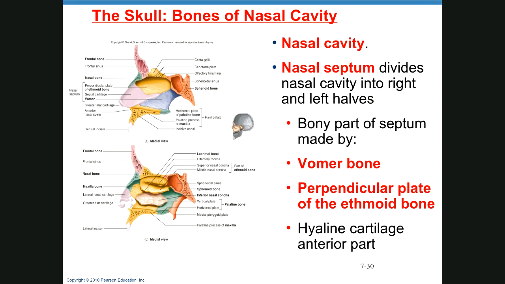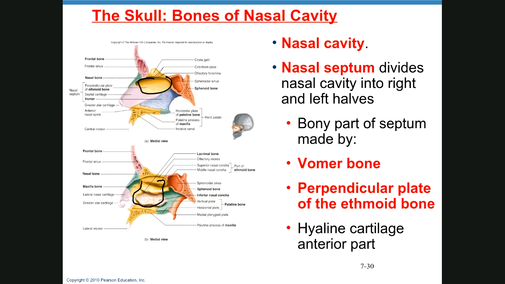The other bones that you need to know are the ones that make up the nasal cavity, and those are a little bit more difficult to picture. So right here, we're going to have the ethmoid bone. This is part of the ethmoid bone right there.